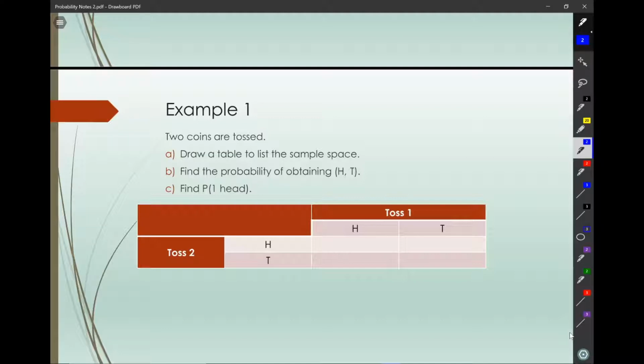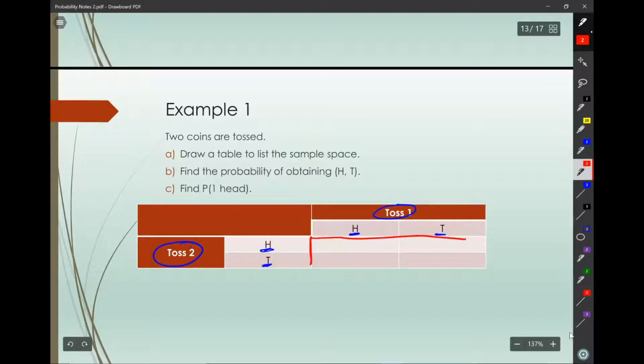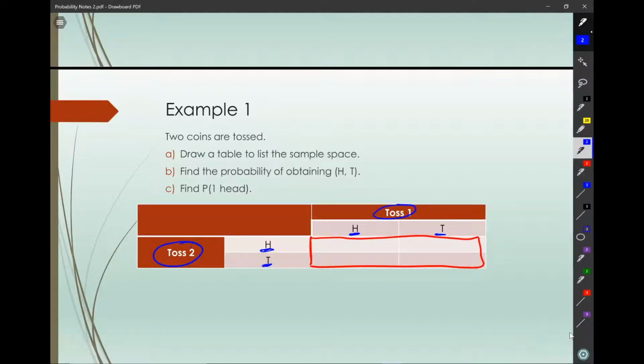So the way you read this array is you have the result of toss 1 here being either a head or a tail. And then you have the result of toss 2 here being either a head or a tail. So what we're going to be writing in these 4 boxes are the 4 possible outcomes of the experiment. You have one possible outcome here of getting heads on both throws. So that means on toss 1 we got a head, and on toss 2 we got a head.